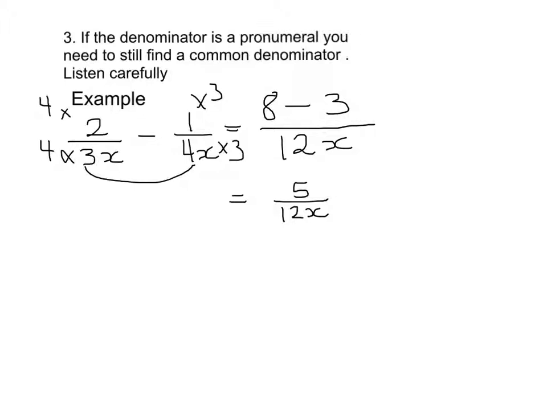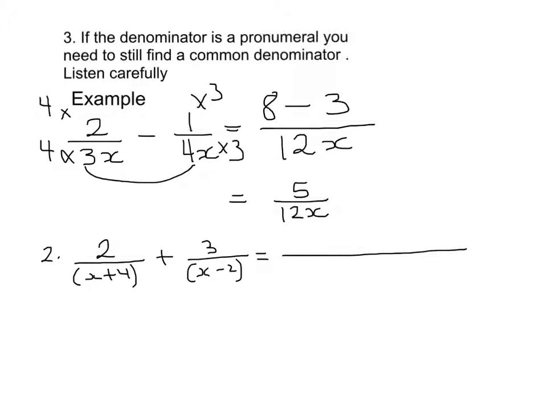Alright, number 2 then. Call this number 2. Let's have a go at something a little bit more difficult. Now this is a bit challenging, but we'll see how we go. X plus 4 at the bottom, plus 3 bracket x minus 2. Now this is more challenging because we have x plus 4 and x minus 2 as my common denominator.